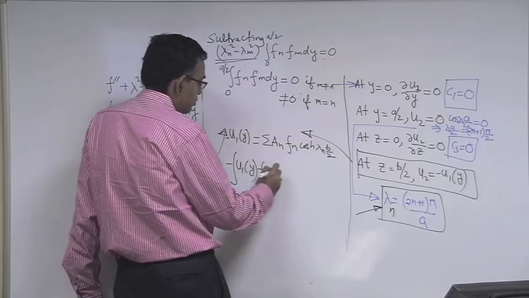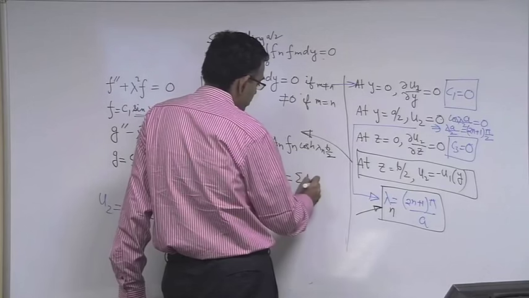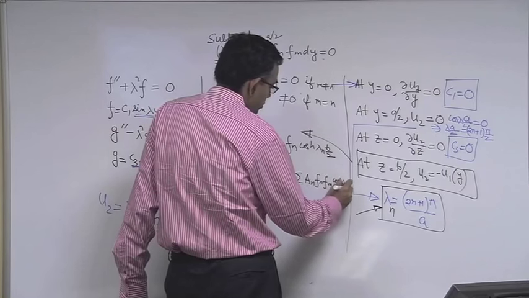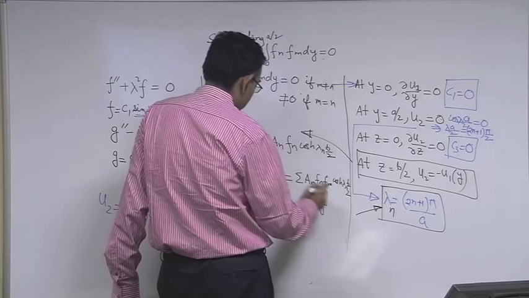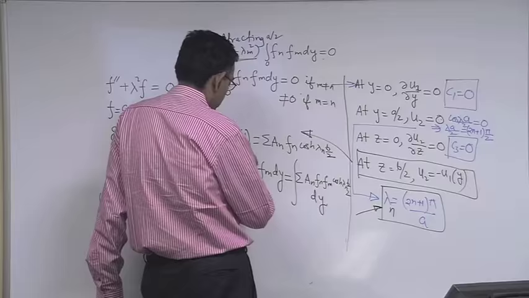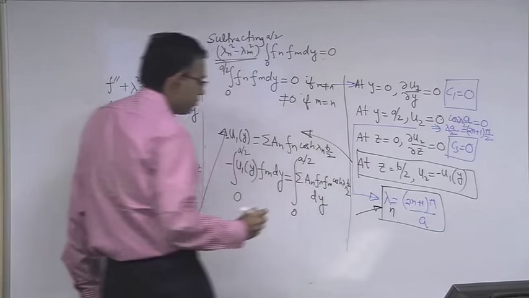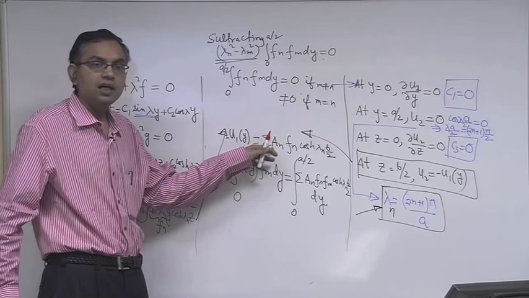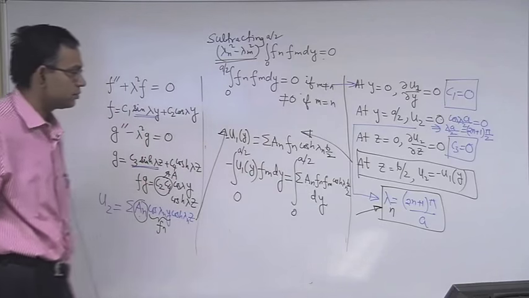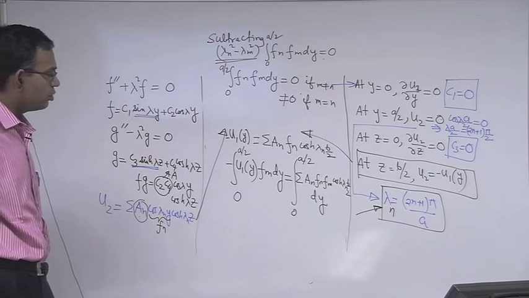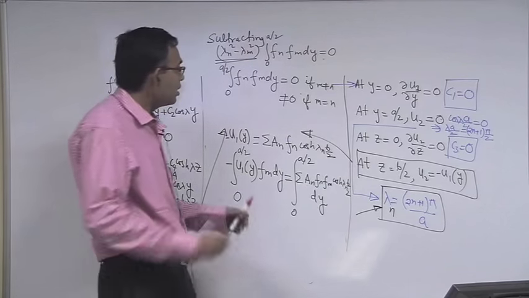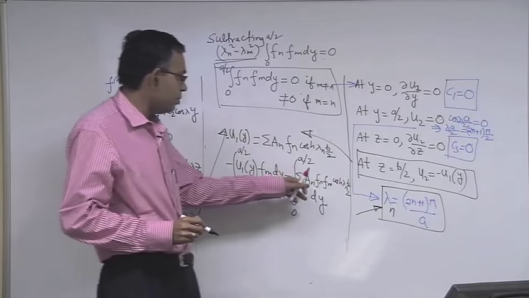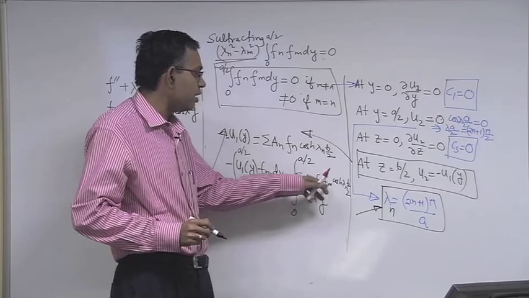Integrate with respect to y. So I am repeating the step, it is multiplying by fm and integrating with respect to y. So when you do that, clearly if you use this condition, only one case that remains is m equal to n, other cases are absent. So instead of a summation it becomes just a n, and it becomes integral of f n square dy.